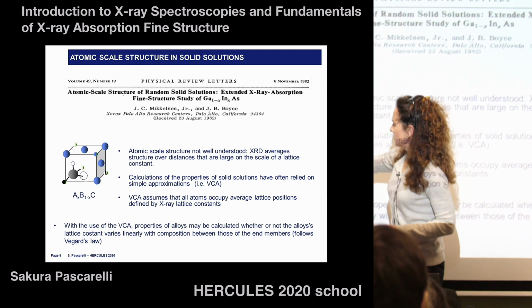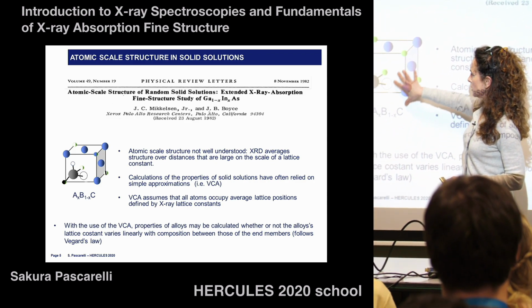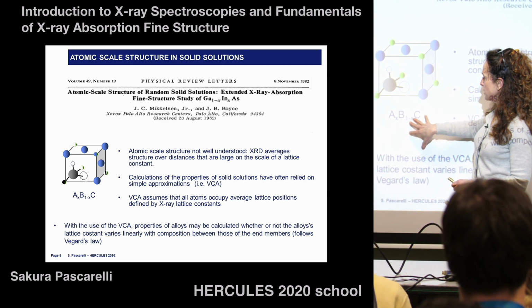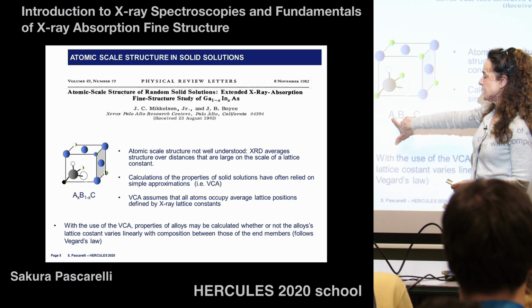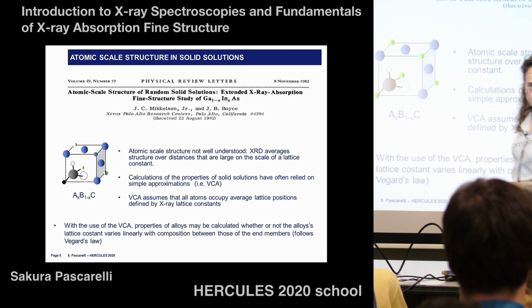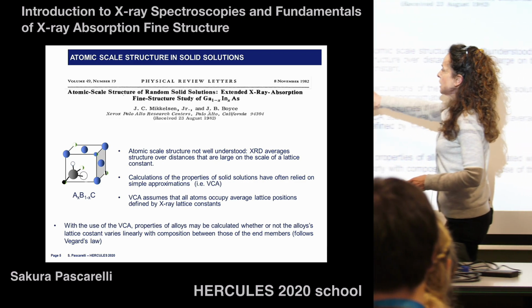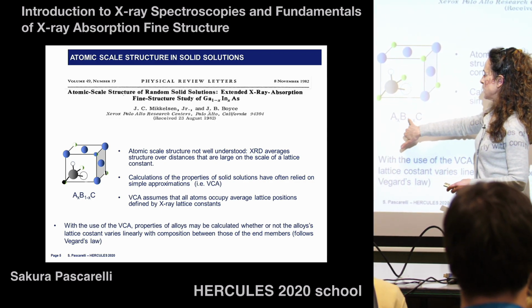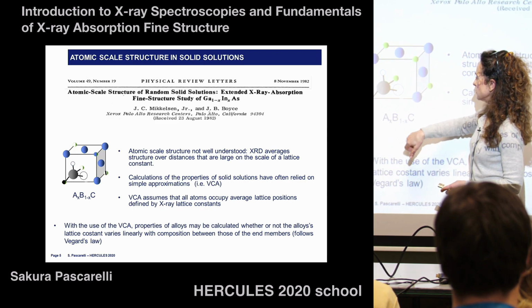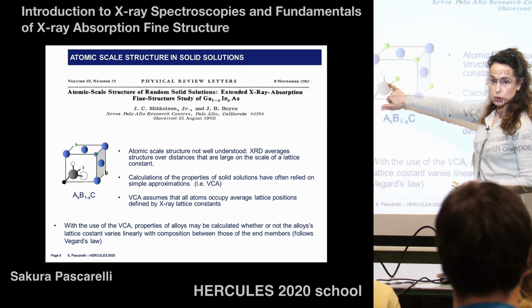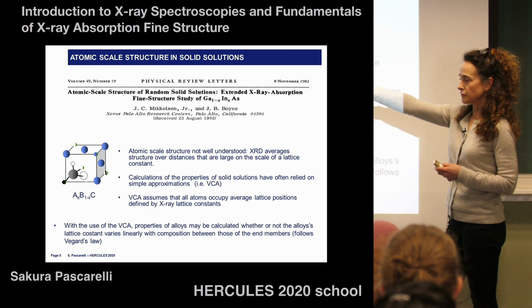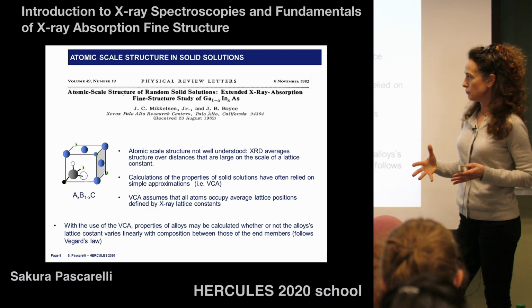But these are solid solutions where you have a mixture of an AC compound and a BC compound, right? So you have a sublattice, which is a mixture of A and B atoms. And then you have the other sublattice, which contains only C atoms. And at the time, the atomic scale structure of these systems was not well understood.